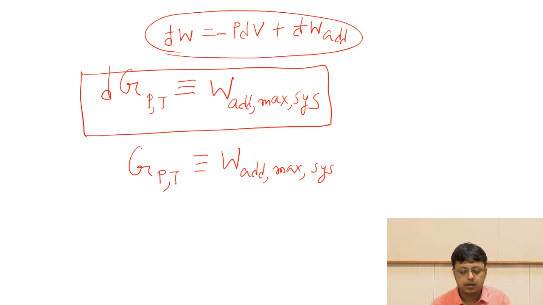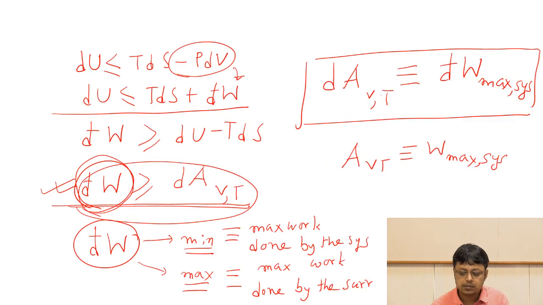Again, I'll refine my statement. The maximum non-PV work done by the system will be equivalent to the Gibbs free energy at constant pressure and temperature, because this is very important. Similarly, the maximum PV work which is done by the system can be related to the Helmholtz free energy at constant volume and temperature.